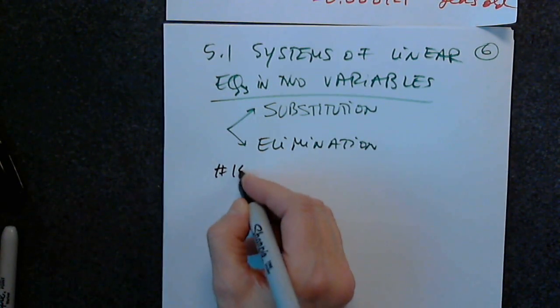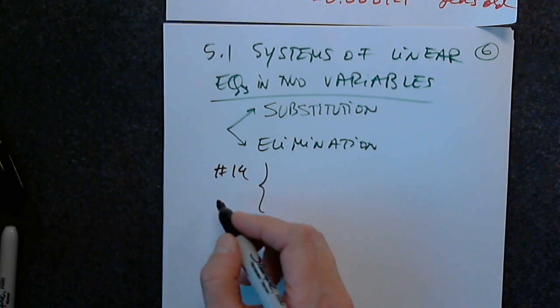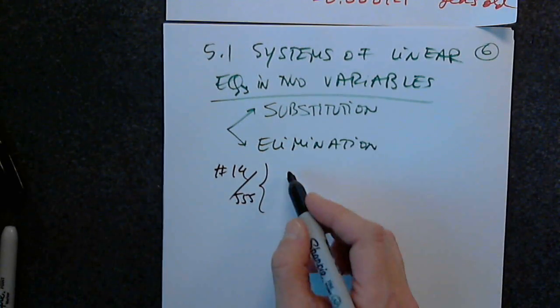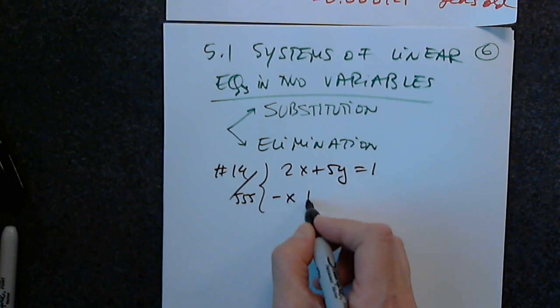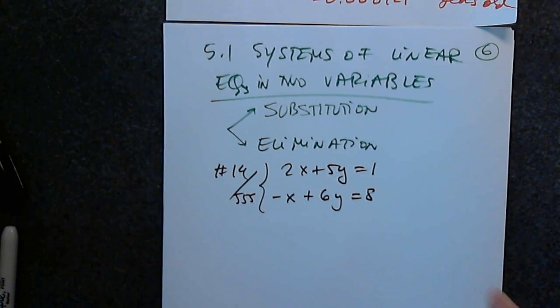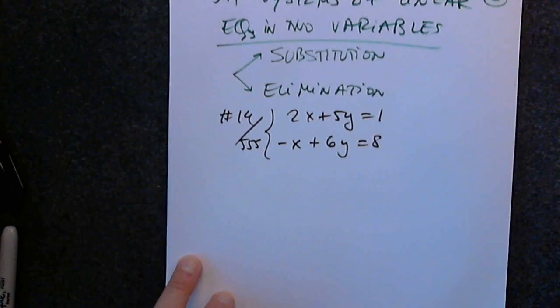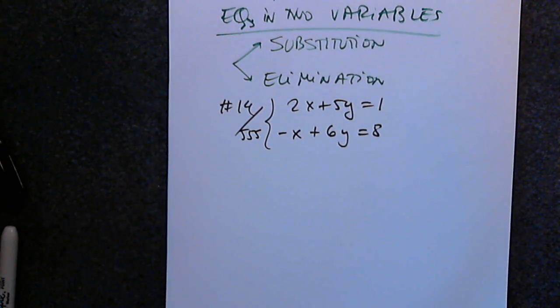Let's look at 14 on page 555. 2x plus 5y equals 1, negative x plus 6y equals 8. I'm asked to use substitution. Question: what will I substitute for?